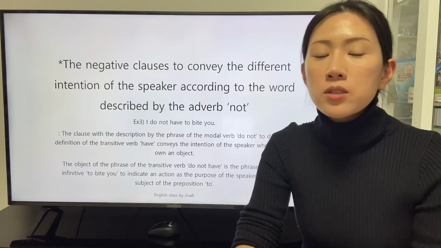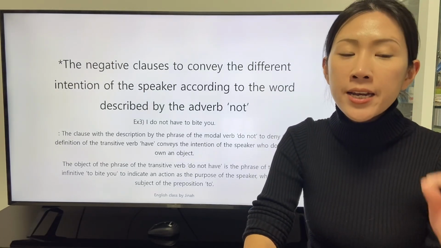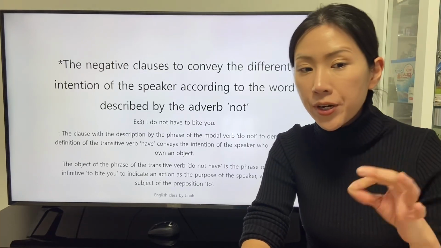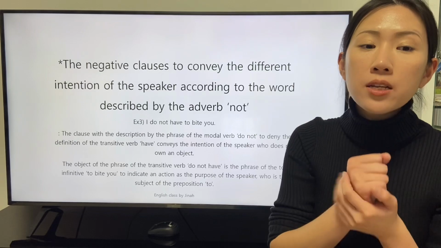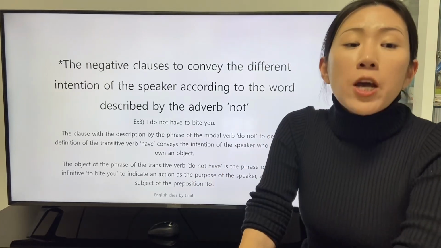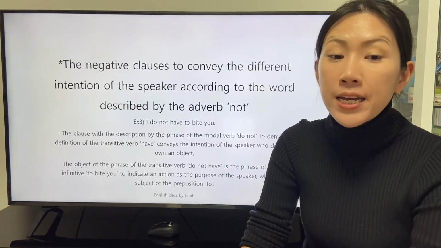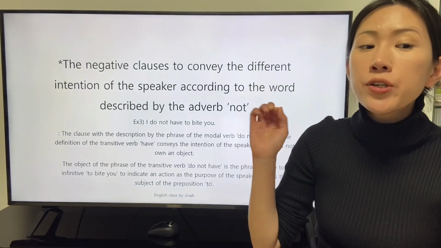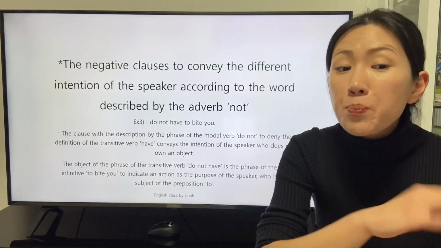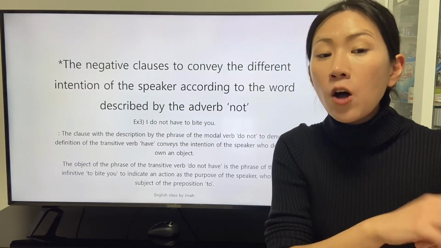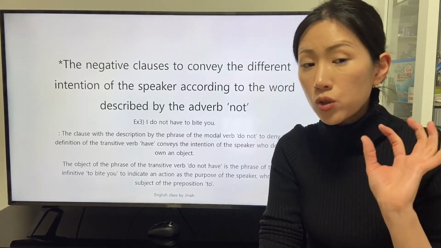The clause with the description by the phrase of the modal verb do not to deny the definition of the transitive verb have conveys the intention of the speaker who does not own an object. The object of the phrase of the transitive verb do not have is the phrase of the to-infinitive, to buy you, to indicate a proposed action of the speaker who is the subject of the preposition to.